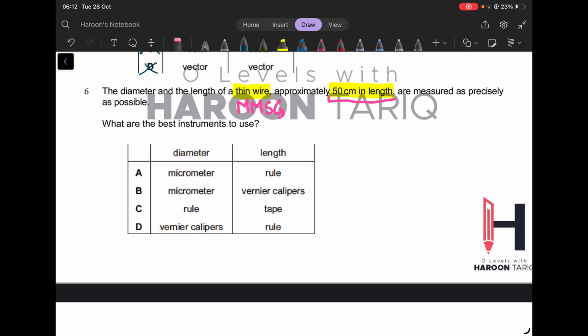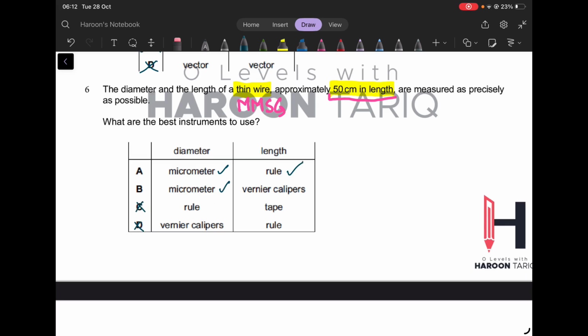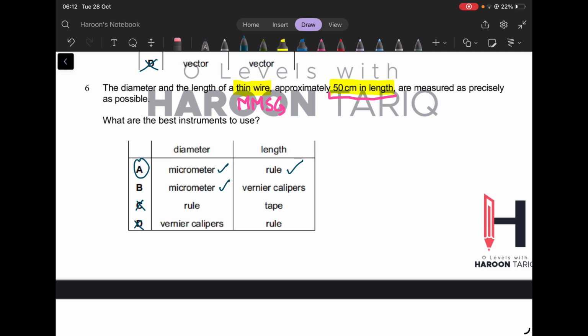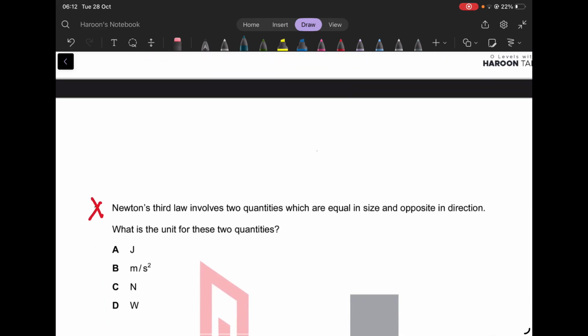So let's have a look at the options. For a thin wire diameter, it has to be micrometer, so we can just cancel out C and D already. And for length, we will be using rule, because 50 centimeter is in the appropriate range of a rule, 10 centimeters to 500 centimeters. So the correct answer has to be A. Vernier caliper can't be used. Maximum length it can measure is 10 centimeters. Of course, it can measure more than 10 as well, but for greater accuracy, up to 10 centimeters. 1 centimeter to 10 centimeters.